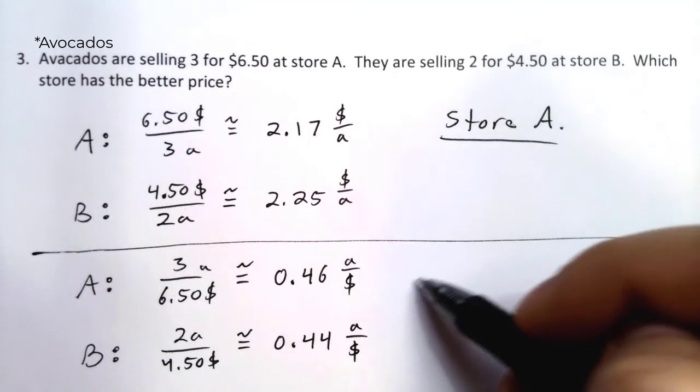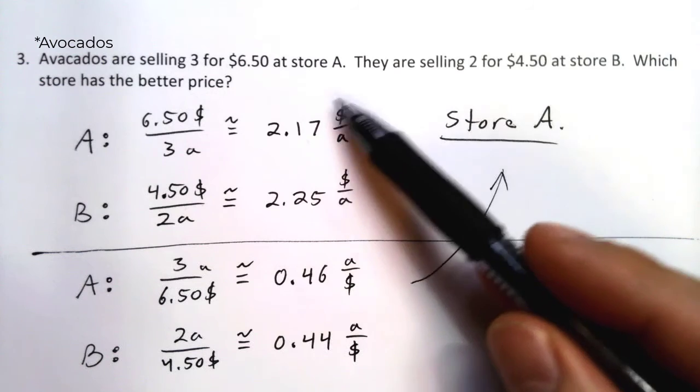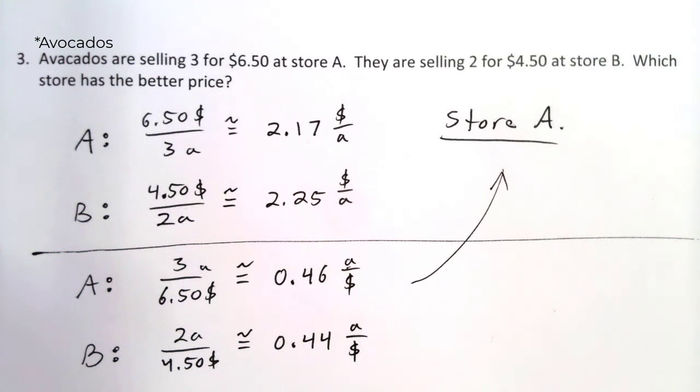So again, we see the same conclusion. Here we're looking for the lower number because we want to spend less dollars. Here we're looking for the higher number because we want more avocado per dollar. But either way you look at it, you can get the answer.